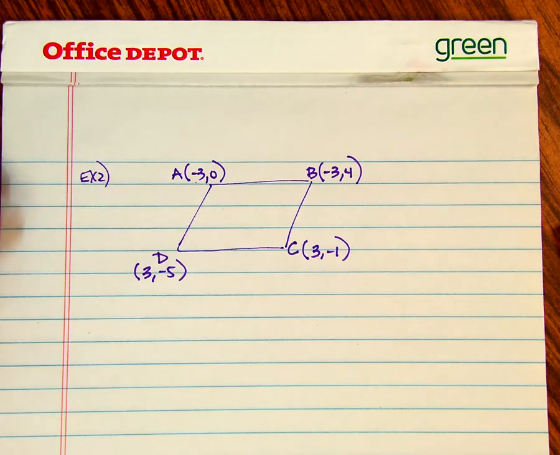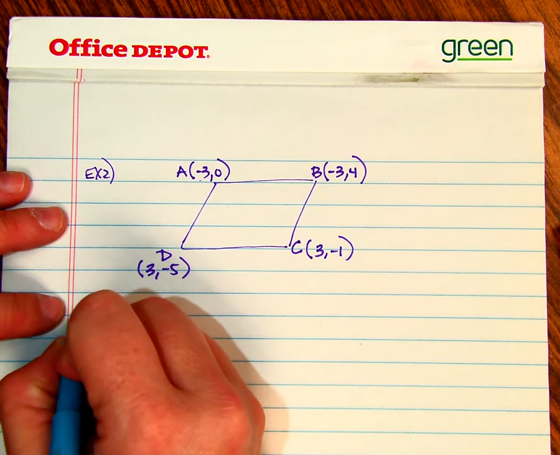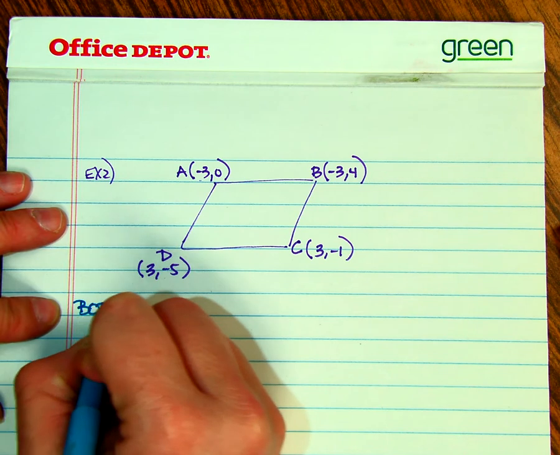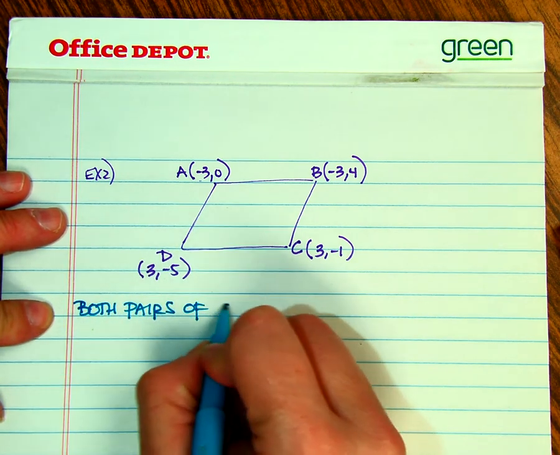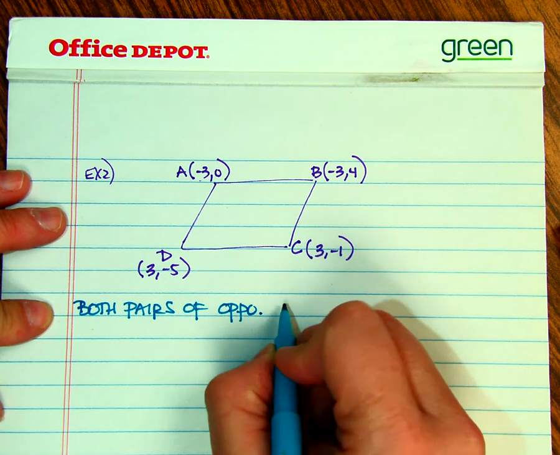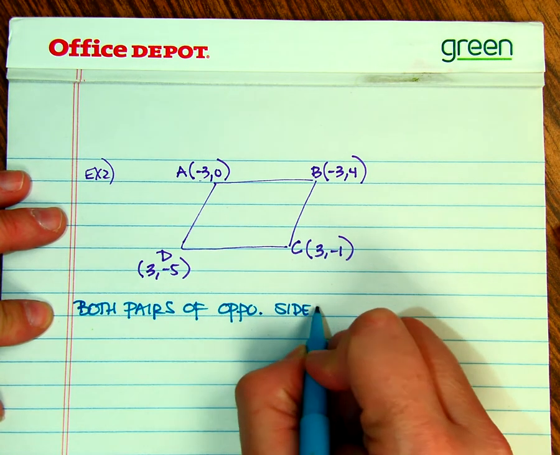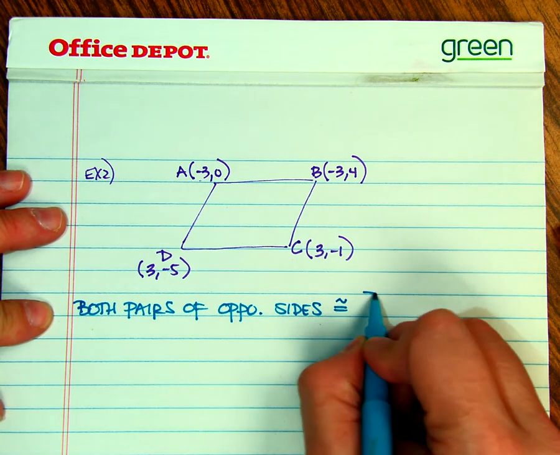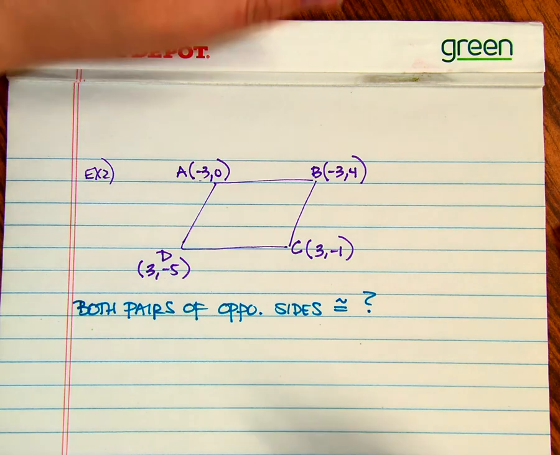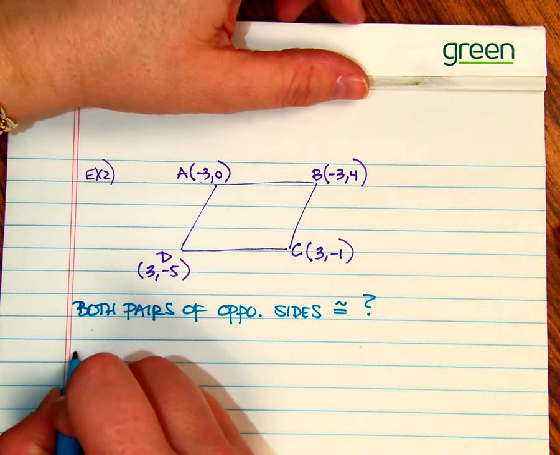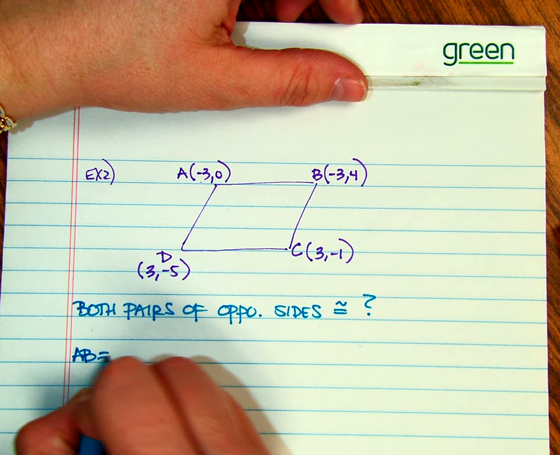Okay, so for this one, I'm going to put that we are trying to prove are both pairs of opposite sides congruent. And I'm going to put a question mark there because that's what I'm trying to prove. I don't know if they're congruent yet. That's what I got to prove. So I'm going to find the distance, or the length, of AB.